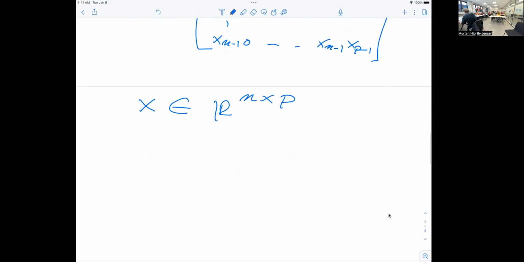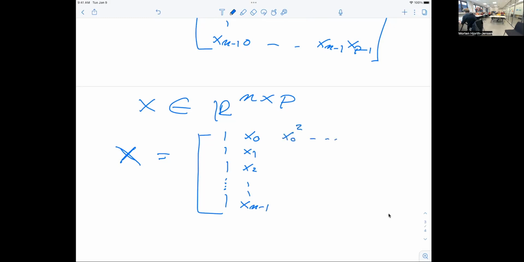In our case, this matrix X is given by 1, because this is the intercept column. The next one is x0, x1, x2, down all the way to x n minus 1. And then we have x0 to the power of 2, and this continues all the way to x0 to the power of p minus 1.